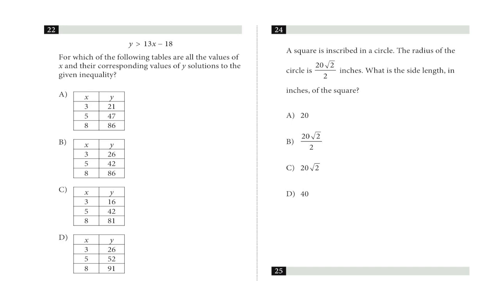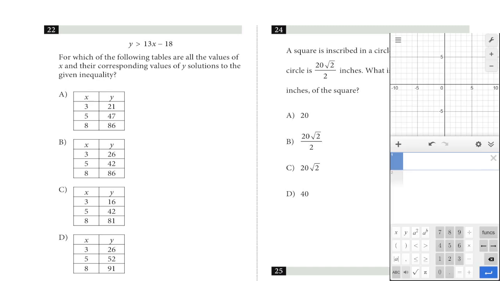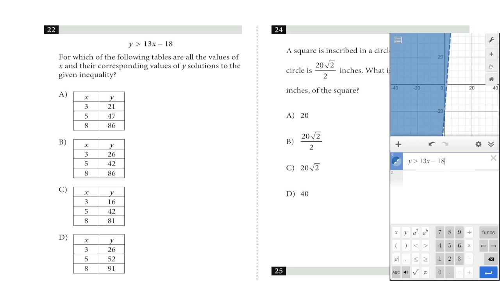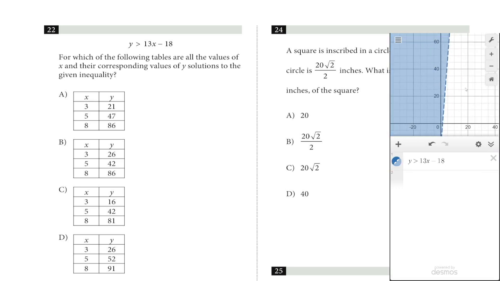So they're giving us an inequality, and they said for which of the following tables are all the values of x and their corresponding values of y solutions to the given inequality. So if we're ever dealing with inequalities on the SAT, there's a good chance you could probably use Desmos. So what we're going to do is graph the inequality. And what it's going to do is shade the solution region. So you can see here, we have it shaded.